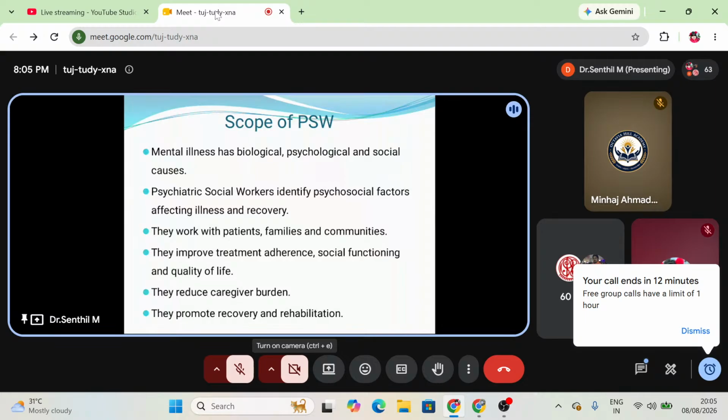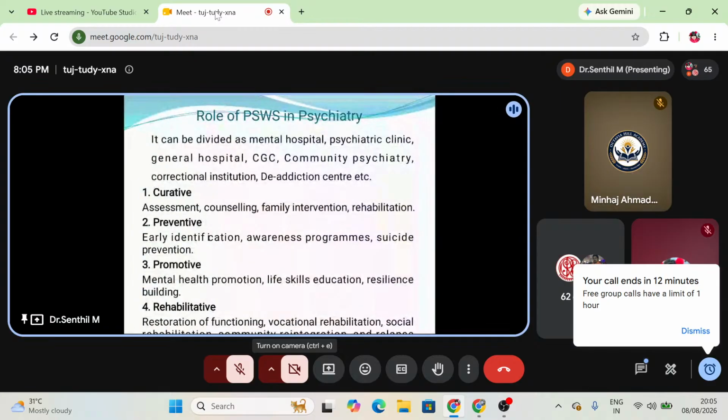We are not only providing counseling or any other intervention. After providing the psychosocial intervention, we are also doing the rehabilitation work, which I will discuss in detail in the coming slides. So the role of psychiatric social workers in psychiatric setups, you can see, majorly we are working in four areas. One is the curative services. Another one is the preventive service. The third one is promotive. And the fourth one is rehabilitative. So we will discuss one by one.